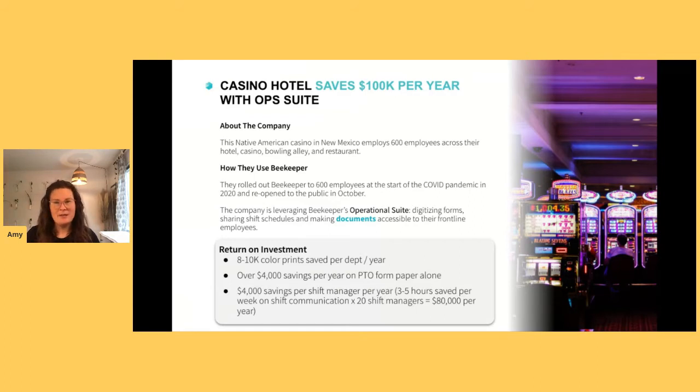So by them having these documents available on the document library, instead of having to print it out and supply all these copies to their employees, they were actually able to save about $10,000 just in the color prints saved per year, and over $4,000 per year from the PTO form alone. So fantastic that they were able to find some great different information to share through Beekeeper to first off make it more efficient and a much greener solution as well.